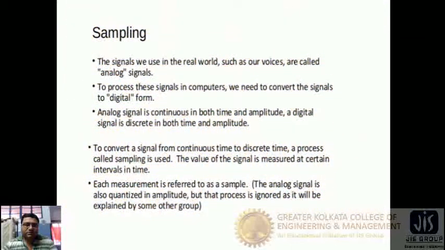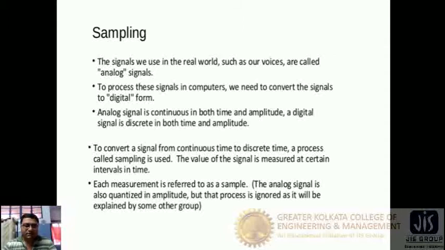So first, sampling is the fundamental stage. We require sampling of the analog signal to make it digital. Samples are used in the real world, such as our voice call, which is an analog signal; to process these signals in a computer we need to convert them to digital. An analog signal is continuous in both time and amplitude. A digital signal is discrete in both time and amplitude.